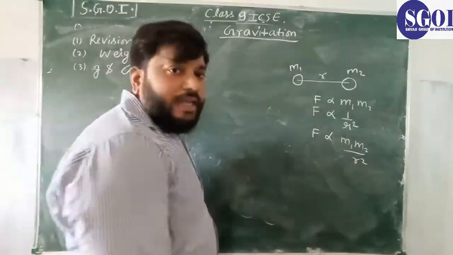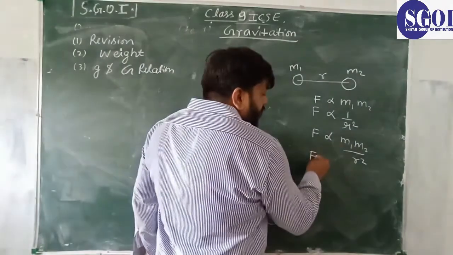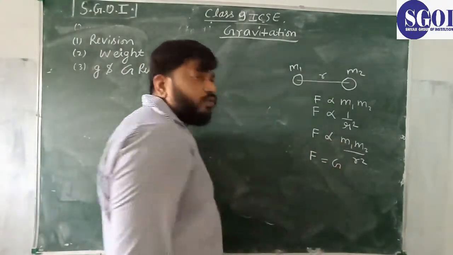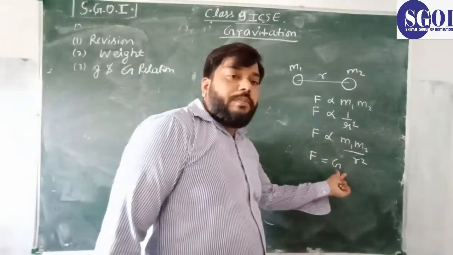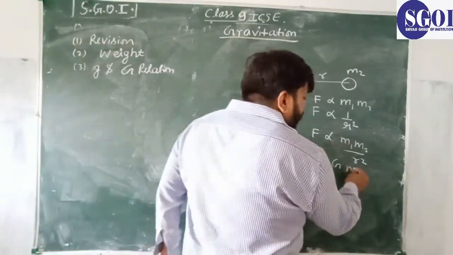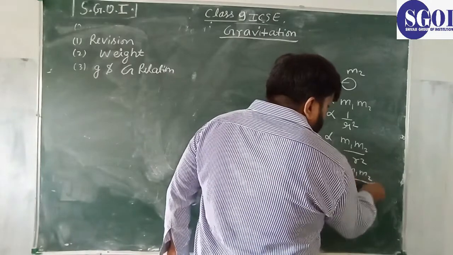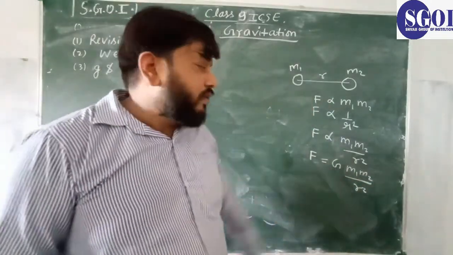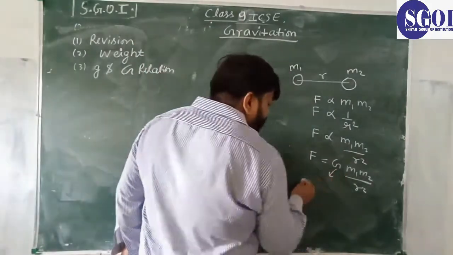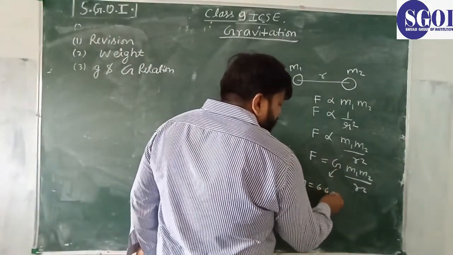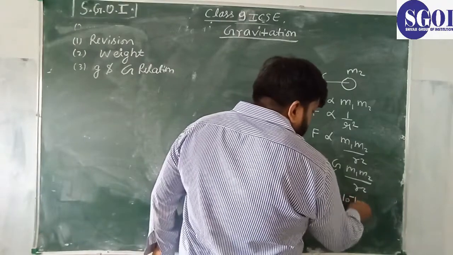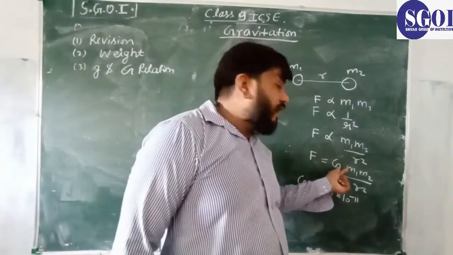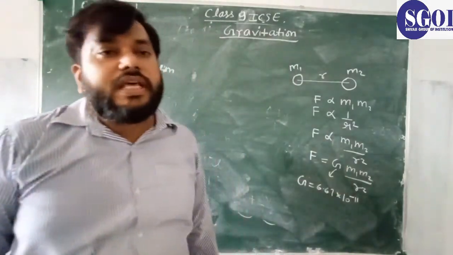And as I have told you many times, when proportionality is removed, we have to introduce a constant. So this constant is capital G here, F is equal to G m1 m2 by r square. The value of the constant G is 6.67 times 10 to the power minus 11, and this is called the universal gravitational constant.